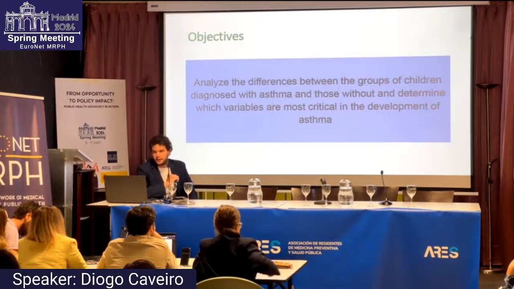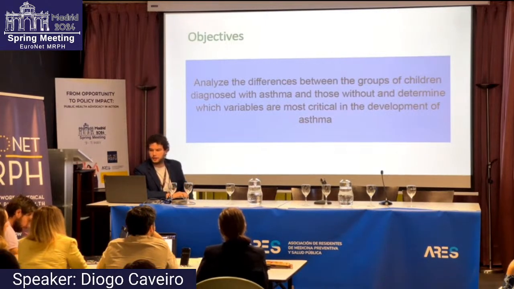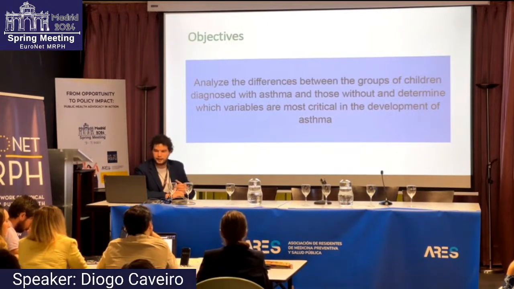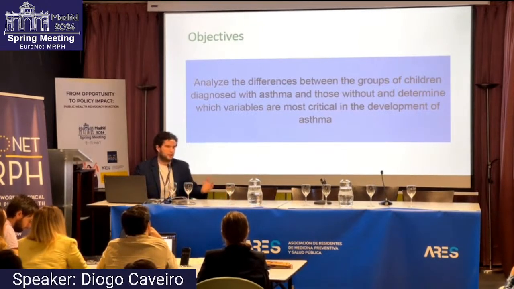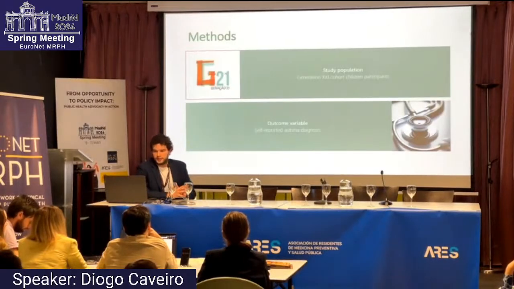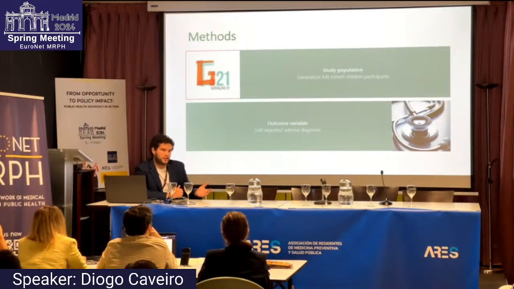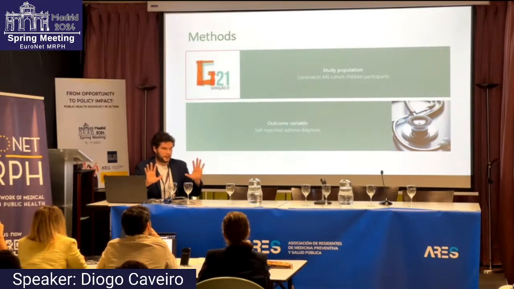The objective of this study is to analyze the differences between the groups of children diagnosed with asthma and those without, and determine which variables are most critical in the development of asthma. For this, our study population was the Generation 21 cohort. This is a birth cohort from Porto that included children born in one of the 5 maternities in Porto's metropolitan area. The outcome variable was the self-reported asthma diagnosis at 10 years of age.